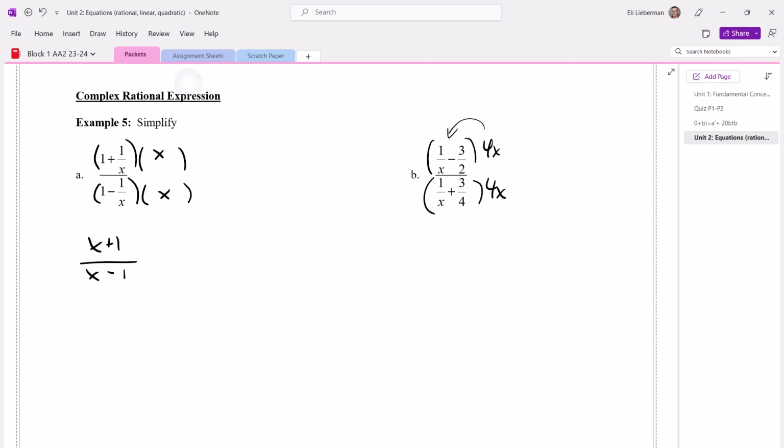Okay, so here we have 4. Here we have minus 6x on the bottom. We have 4 plus 3x. Can we do anything with this? I don't think so. We could factor the top. Would that help?